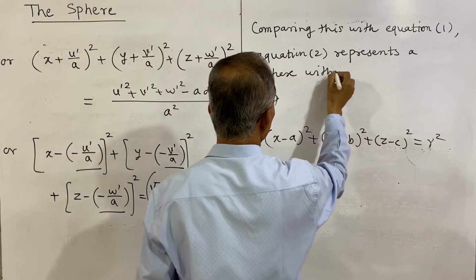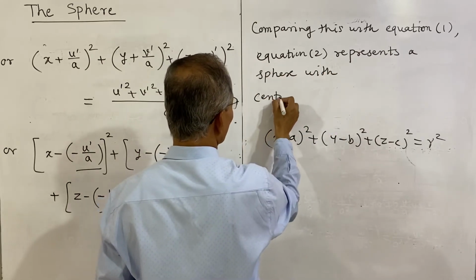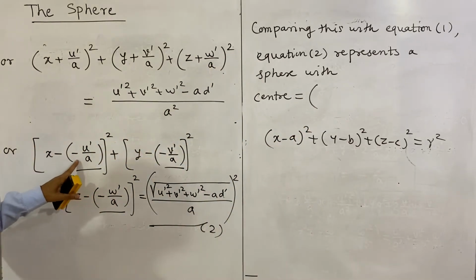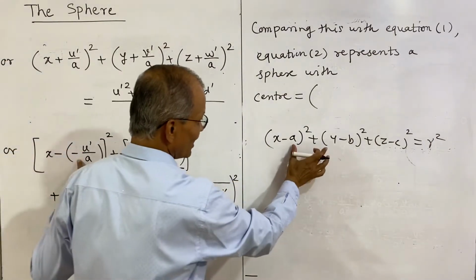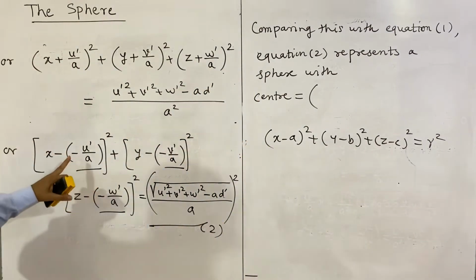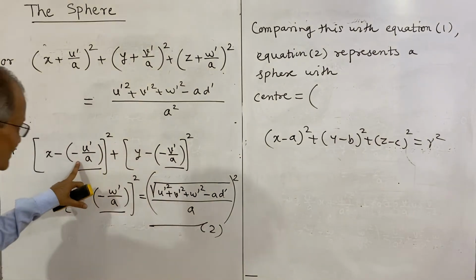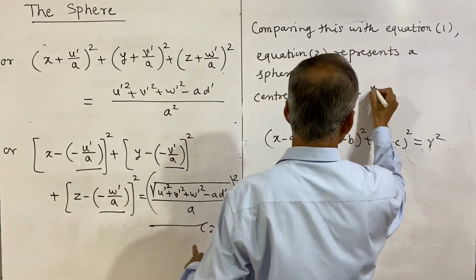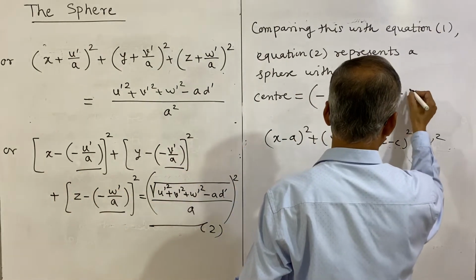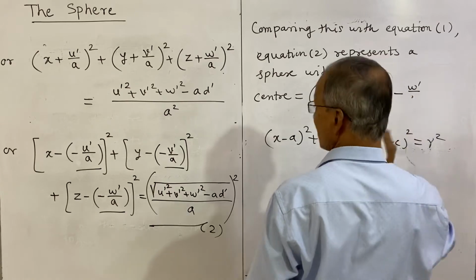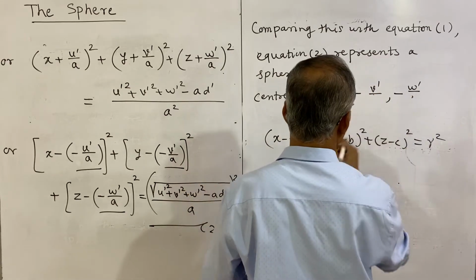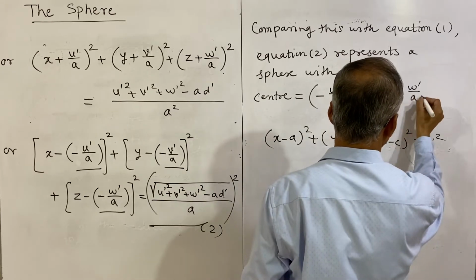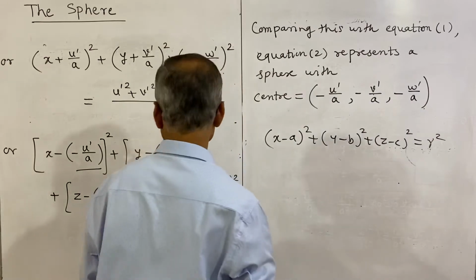with center. What is the center of the sphere? The coordinates of this center will be a, b, c, and in place of a, b, c the values here are minus u dash divided by a, comma minus v dash divided by a, and minus w dash or w prime divided by a. This is the center. And what is the radius?